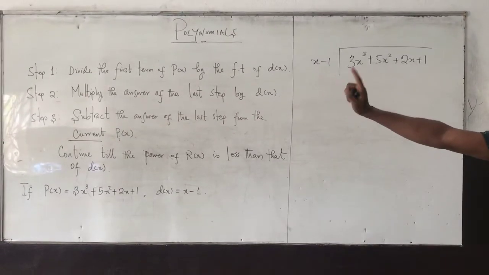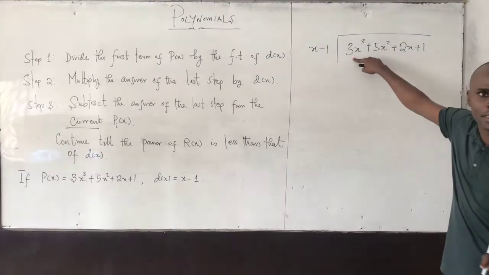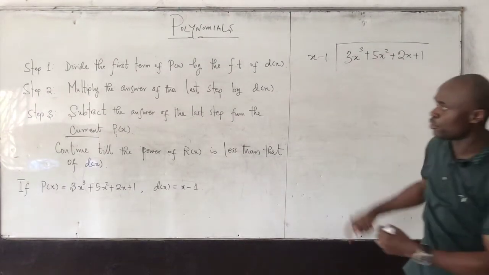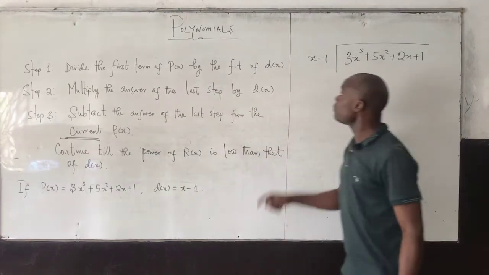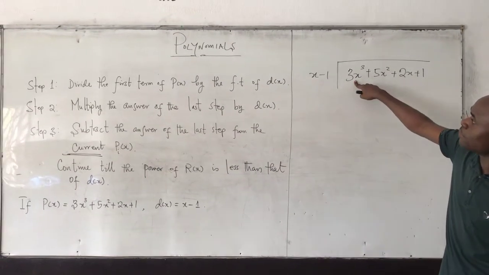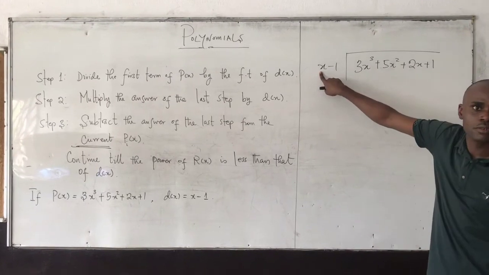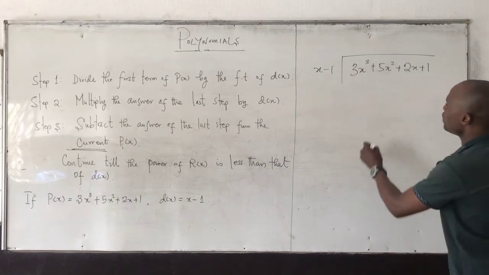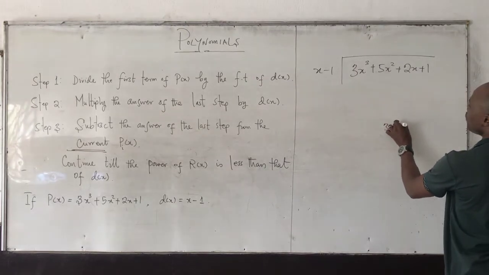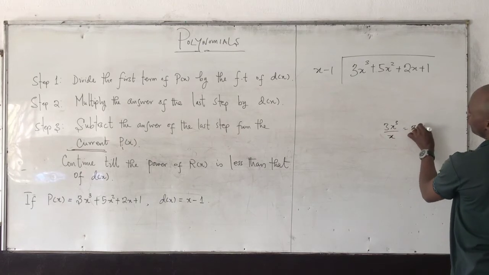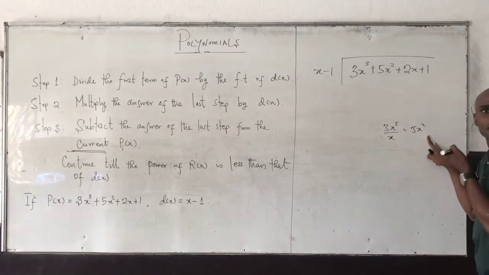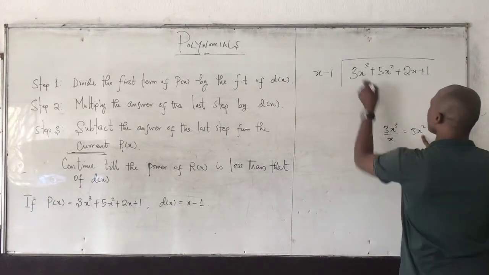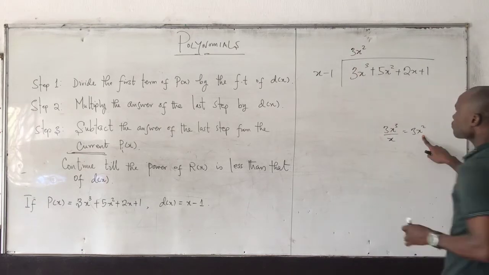So we look at the steps. Divide the first term. This is the first term of our p of x. This is our p of x. Note, our current p of x. Remember, it's the current. So divide this first term by the first term of this divisor. So this is the divisor here. So we divide this by this, and that will be 3x cubed divided by x, and that is 3x squared. Please, whenever I do something like this you don't understand, refer to the first and second video. I made an explanation of this. So that's going to give us 3x squared.